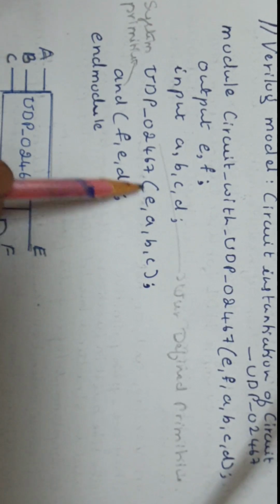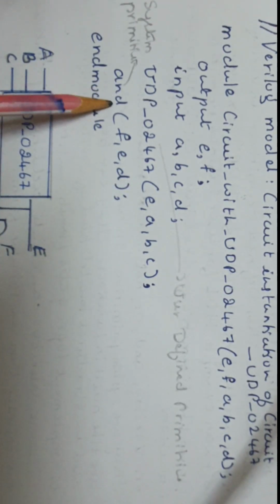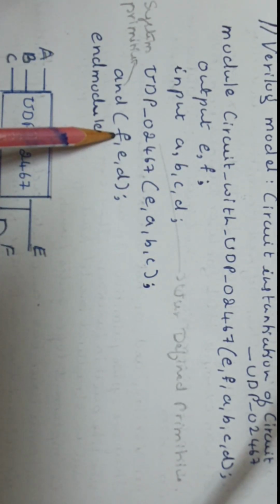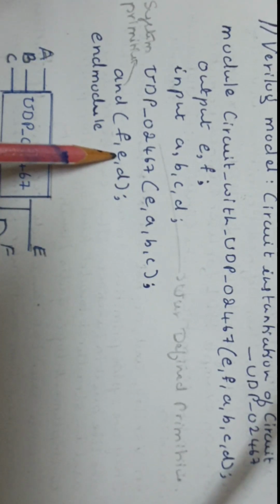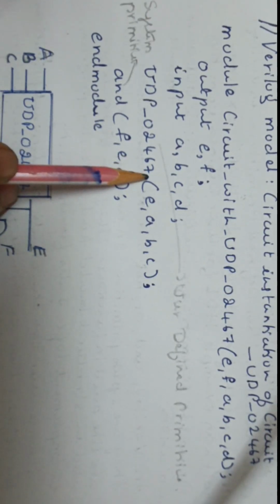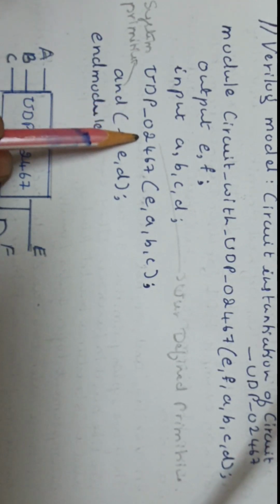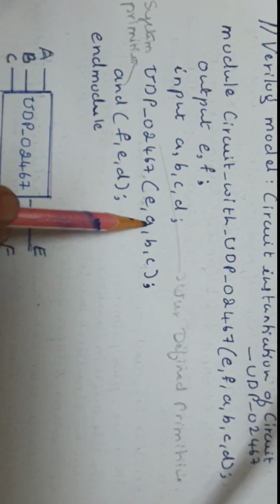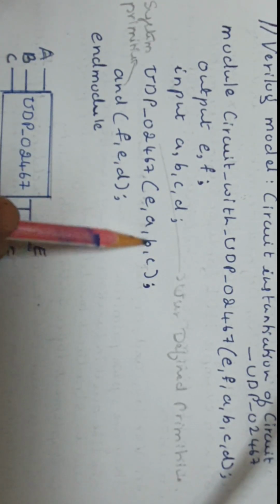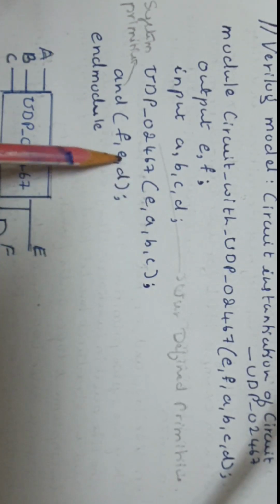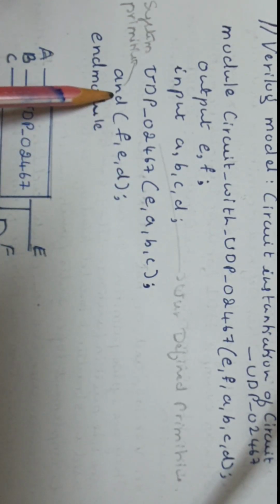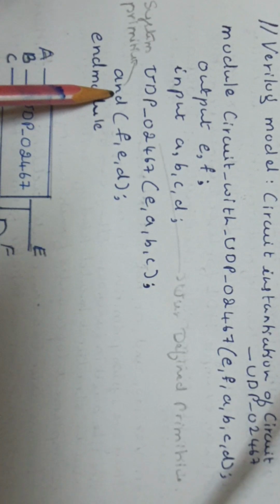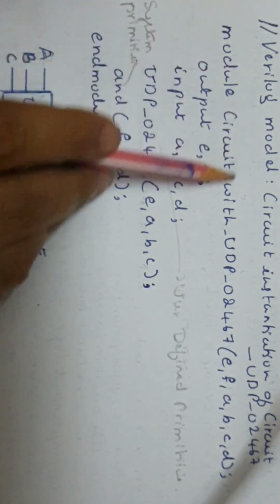E output is here. Then the AND gate system primitive we are calling. For that F is the output declared. On this, these two are the inputs. What is this E? That is the output of the user defined primitive, UDP_02467. So for 02467 variation of this ABC, E will be the output, and that E comes here as one of the inputs to the AND gate. And the other input is D. So end module. So this is one program.